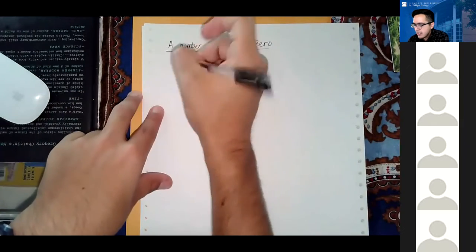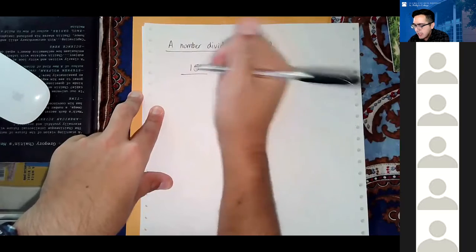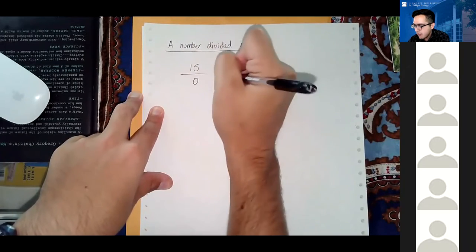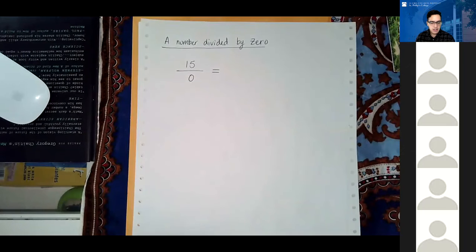So let's take the number 15, and we'll try to divide it by 0. Can anybody tell me, what is 15 divided by 0? 0. Is it 0? Is it undefined? What does undefined mean? What do you mean by undefined?